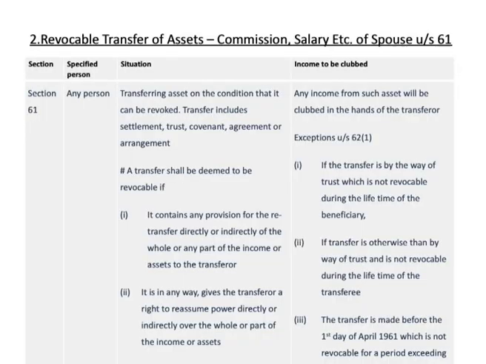The transfer is made before the first day of April 1961, that is the date when the Income Tax Act came into being. This provision is also added as an exception, where the transfer is not revocable for a period exceeding 6 years.